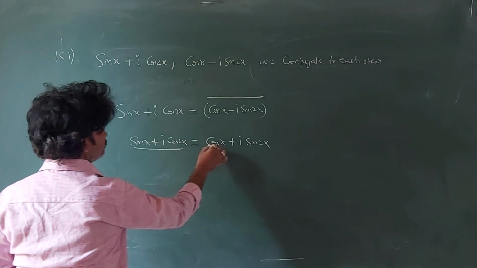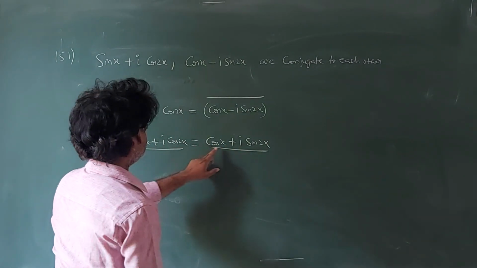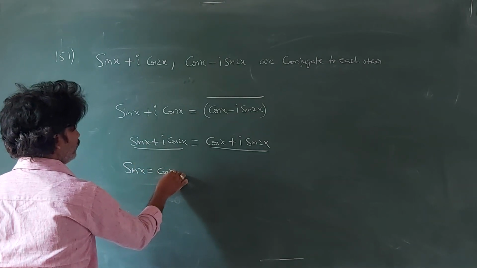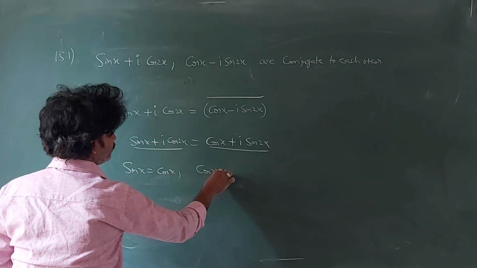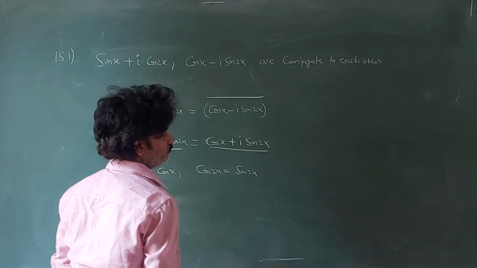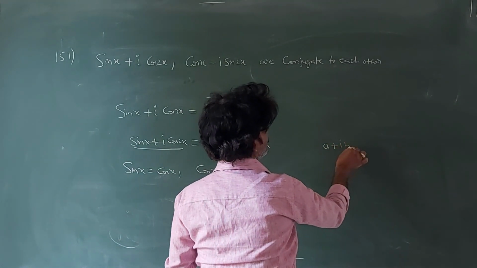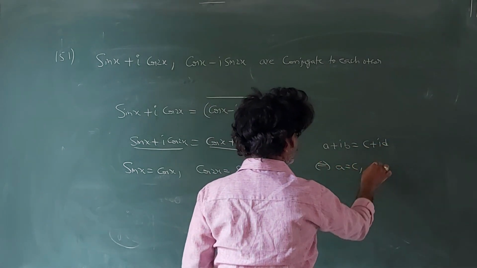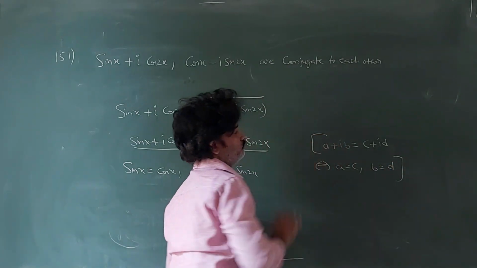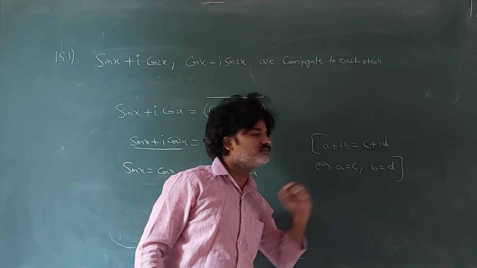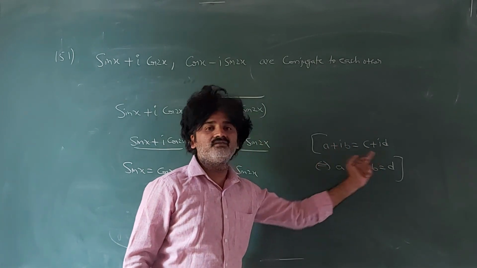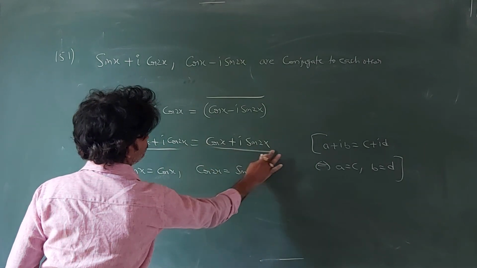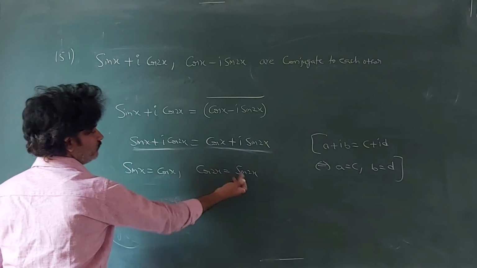Now these two complex numbers are equal. If two complex numbers are equal, their real parts must be equal and at the same time their imaginary parts must also be the same. So if a plus ib equals c plus id, then a equals c and b equals d. These two must be equal and these two must be equal. Then only can we write that these two are equal. So in the same model, sin x and cos x are equal, and cos 2x equal to sin 2x.